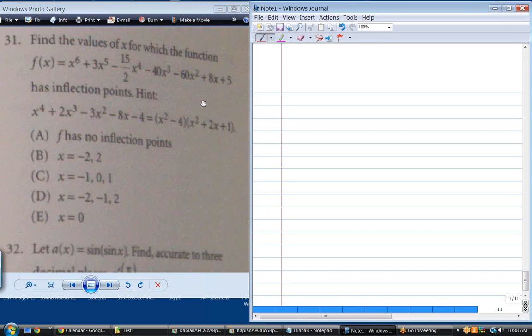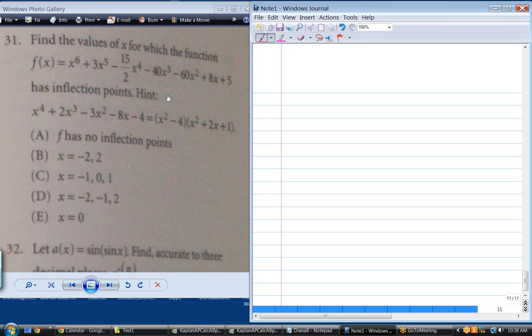Okay, they want you to find the inflection points of this function. So let's ignore their hint for a second. How are we going to find inflection points? What do we use to get an inflection point? The derivative? Second derivative. Second derivative.